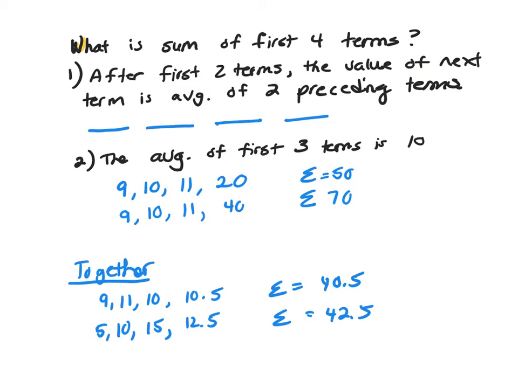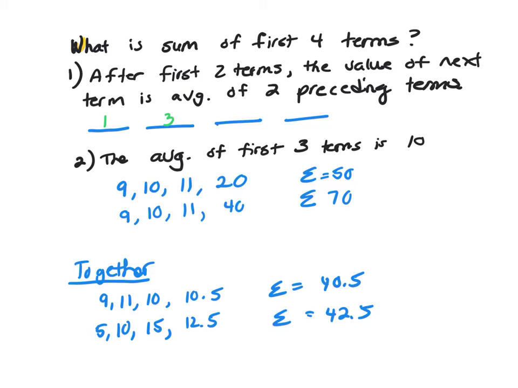We are trying to figure out the sum of the first four terms of a sequence. So look at clue 1. After the first two terms, the value of the next term is the average of the two preceding terms. Well, that doesn't do any good because we don't know what the first two are. It could be like a 1 and a 3. So that means the next one would be the average.